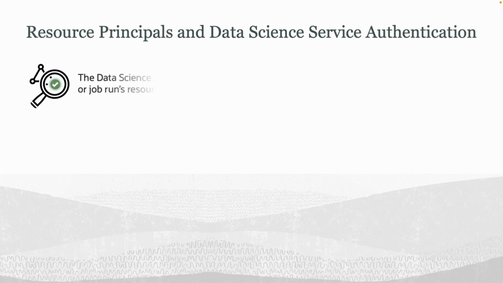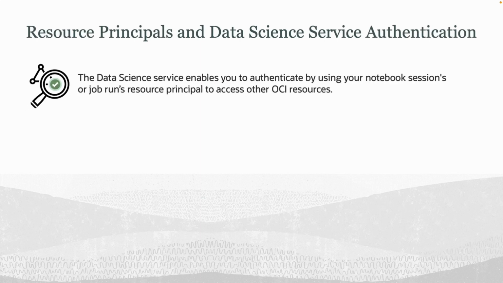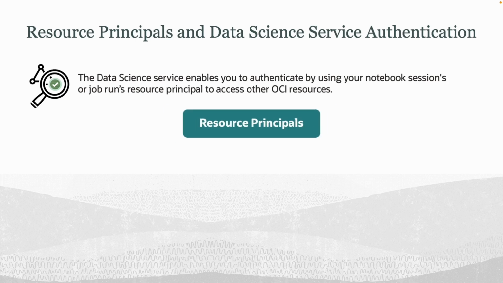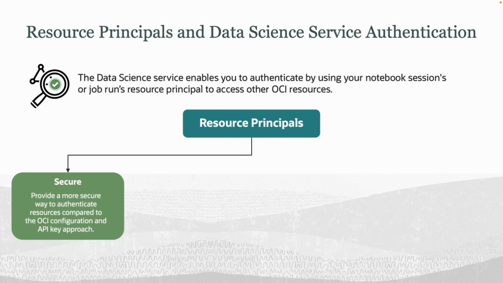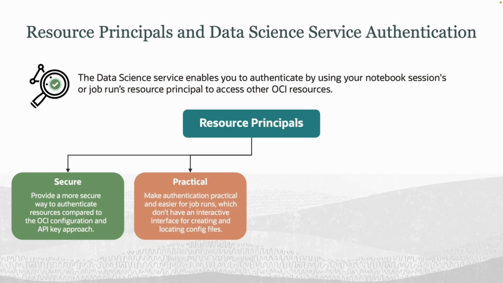The data science service enables you to authenticate by using your notebook sessions or your job runs resource principal to access other OCI resources. Resource principals provide a more secure way to authenticate to resources compared to using the OCI configuration and API key approach. They provide a more practical way to authenticate from a job run, which doesn't provide you with an interactive interface like notebook sessions for creating and moving around config files.